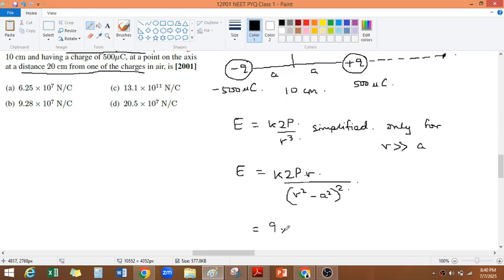K na 9 into 10 power 9. 2 into P is 2QL. So 2p is equal to 2qa. Q is 500 microcoulomb. Micro means 10 power minus 6, multiplied by 2a. What is 2a? 2a is your 10 centimeter. Okay, many people will make the mistake of taking a as 10 centimeter, which is wrong. The total length is 10 centimeter. We should take this as 2a is 10 centimeter. 10 centi means 10 power minus 2.